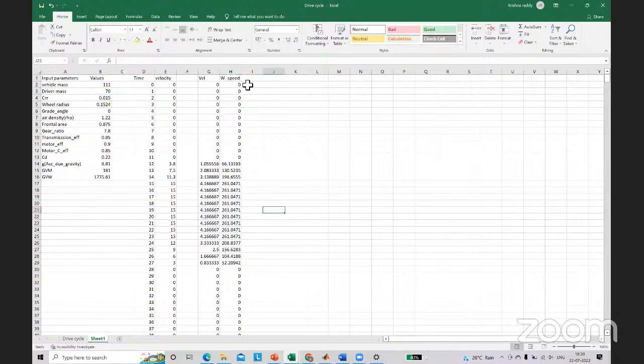Now wheel speed has been calculated. Now we have to calculate wheel torque. To know about the wheel torque, we require the total tractive force. To calculate the total tractive force, we have to calculate the vehicle resistive forces. So first, I'll start with aero force, F aero.